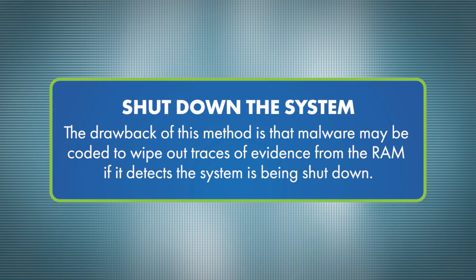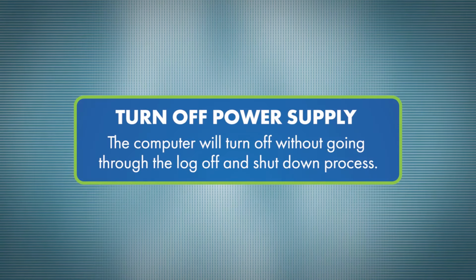Prior to moving forward with gathering evidence, you need to determine the method of acquiring the evidence and document the process you will follow to do so. You can also obtain evidence in the following ways. Shut down the system. The drawback of this method is that malware may be coded to wipe out traces of evidence from the RAM if it detects the system is being shut down. Turn off the power supply. The computer will turn off without going through the log off and shutdown process. This is probably the best method of collecting data in a forensically sound condition. However, the process might corrupt data.